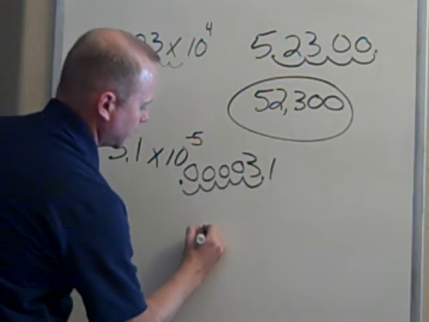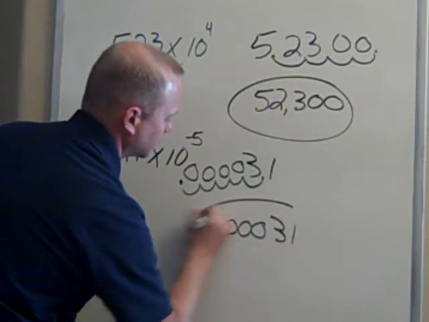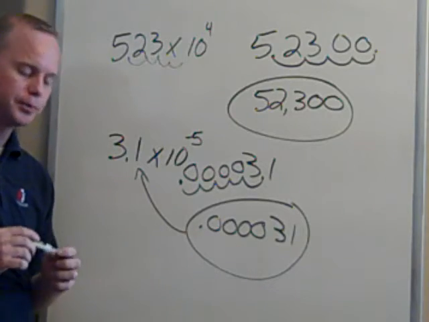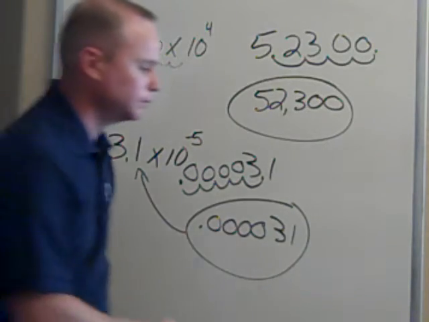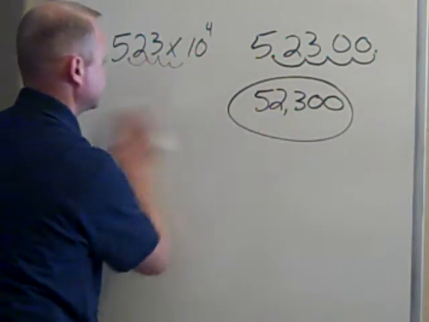So this answer here is actually 0.000031. Here it is in scientific notation. There it is as just a plain old decimal. Now, we can switch these as well.